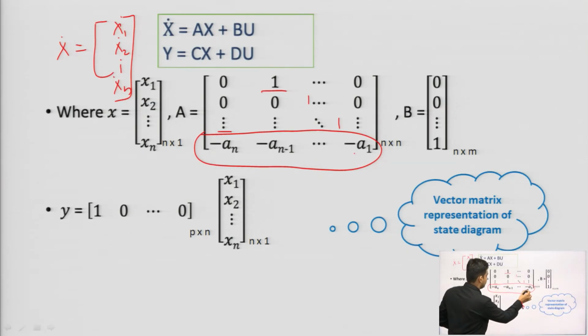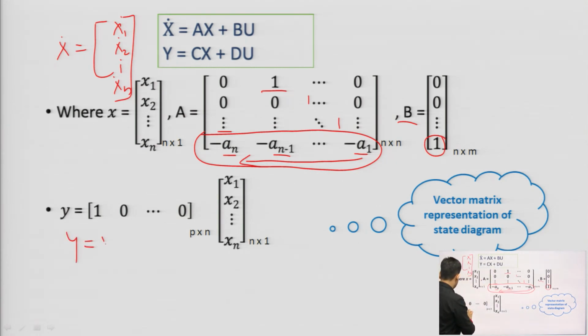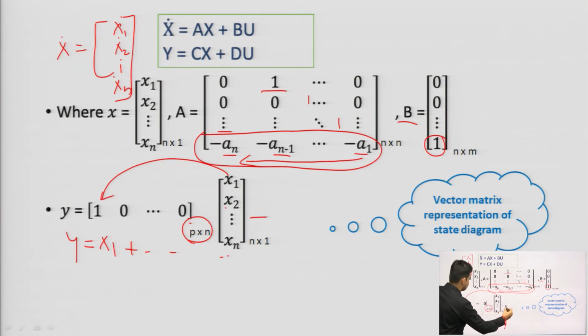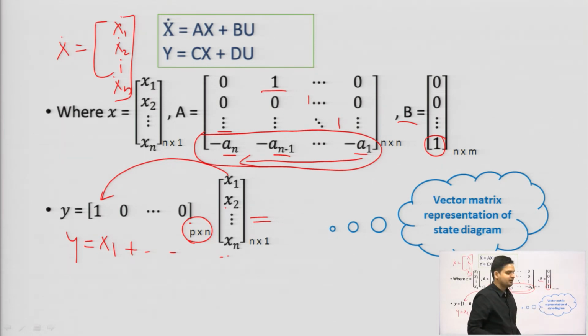So, a1 is here, a_{n-1} till a_n, it is coming in this way. This is the B matrix. So, only single input, so at the end I am making it 1. For the output matrix, y equals x1 only, all the other coefficients are 0. So it is 1 till n, 0, p cross n, and only x1 will be present, the remaining x2 to xn would be 0 if you do this multiplication. So, this is my output matrix. This is known as the vector matrix representation of the state diagram.